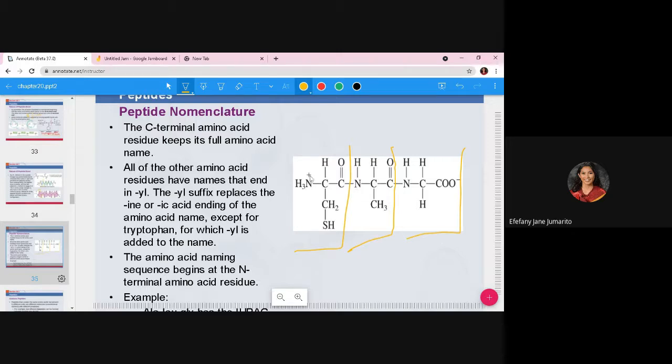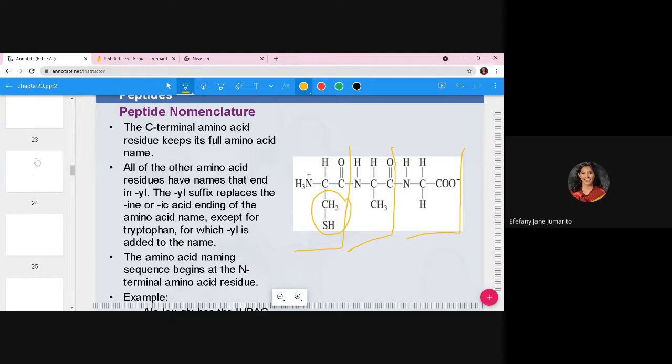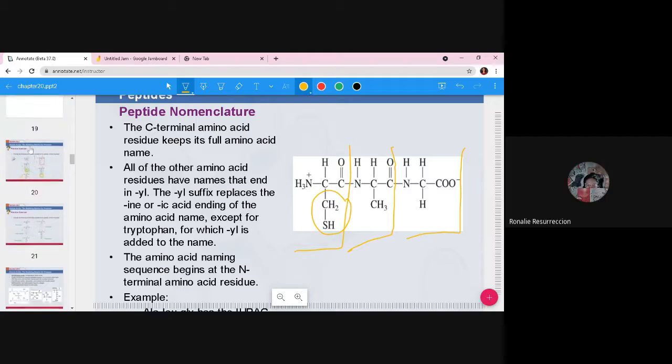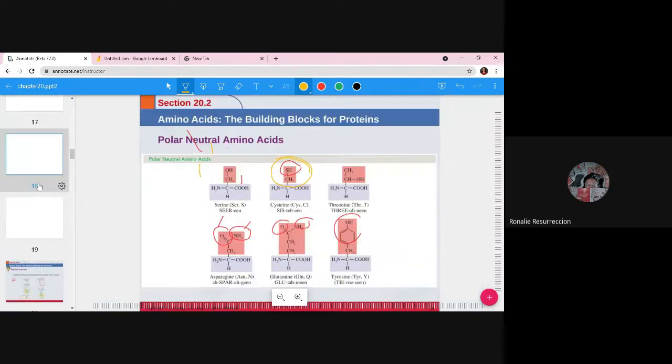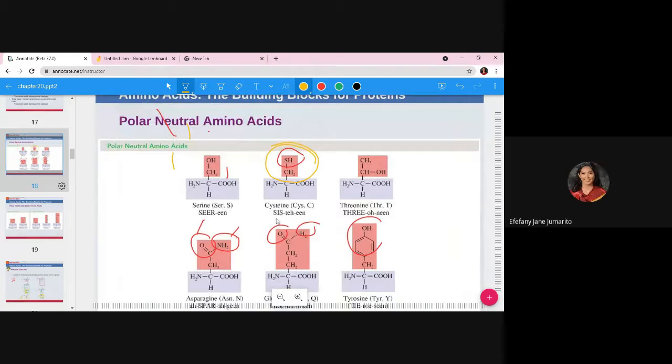Now, what's the first amino acid? The side chain is CH2SH. Is it polar or non-polar? Polar, so it's polar neutral. So what's the name? Cysteine. All right, cysteine.